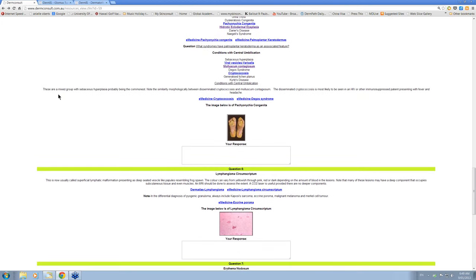And then we've said just some other things here. Mixed conditions with central umbilication. Mixed group, sebaceous hyperplasia probably being the commonest. Similarity morphologically between disseminated cryptococcosis, which we just talked about, and molluscum. So you've got an ill patient who's thin, who may have AIDS, and it looks as if they've got sudden eruption of a lot of molluscum on their forehead, and say they've got a stiff neck as well, then it ain't molluscum, it's cryptococcosis they've got. So disseminated cryptococcosis is most likely to be seen in an HIV or immunosuppressed patient presenting with fever and headache.